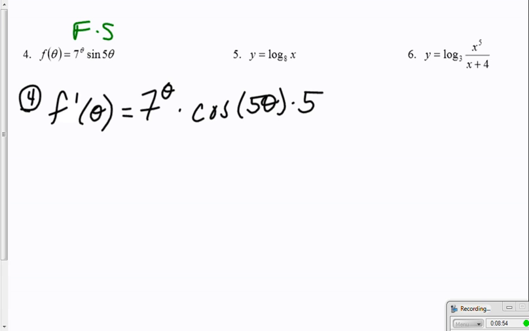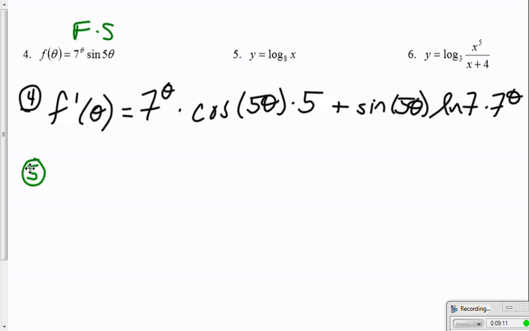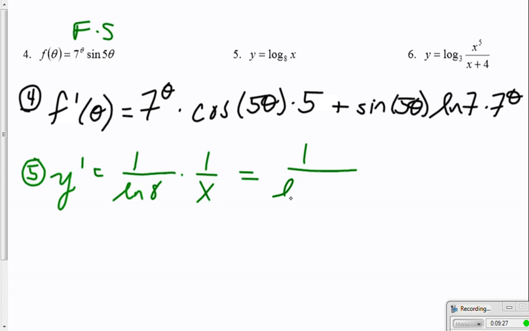So that's first times derivative of second that I have so far, plus second, and then the derivative of the first would be natural log of the base times 7 to the theta, or it's like 7 to the x. Okay? Question number 5 is the first one that uses logs of a different base. So this is a base 8 log. So I'm going to have 1 over natural log of 8 and 1 over x. And you could smush that all together as one fraction if you prefer, or leave it separate if that's easier on your brain. It does not matter.